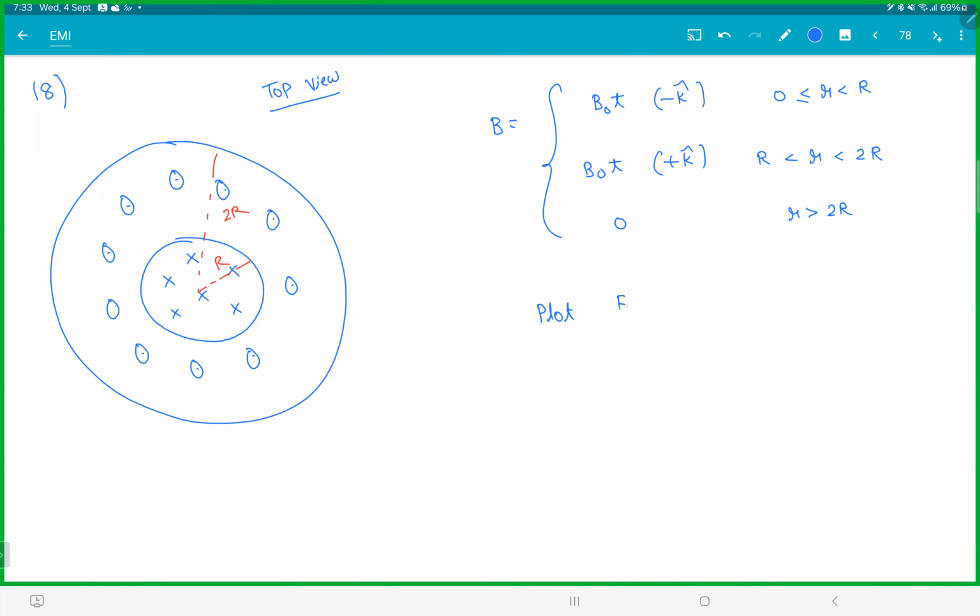Plot the electric field versus r graph. r is the distance from the center. The idea is the same. Here you'll take three regions: r less than r, between r and 2r, and r greater than 2r. Take a loop, E dot dl, flux, differentiate, finish it. Try, I'll give you 2 minutes. Hope the question is clear, everyone. Give it a try. I'll be back in a minute.